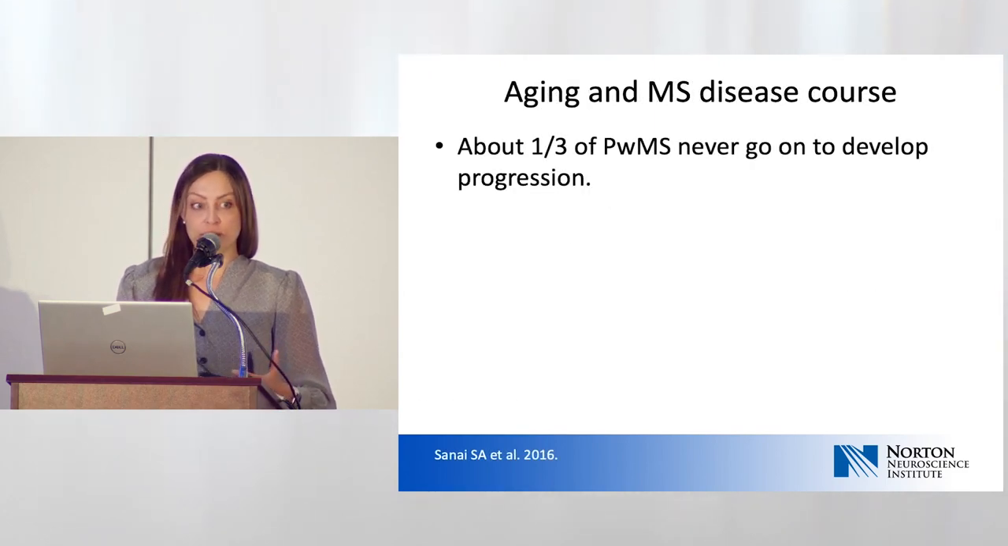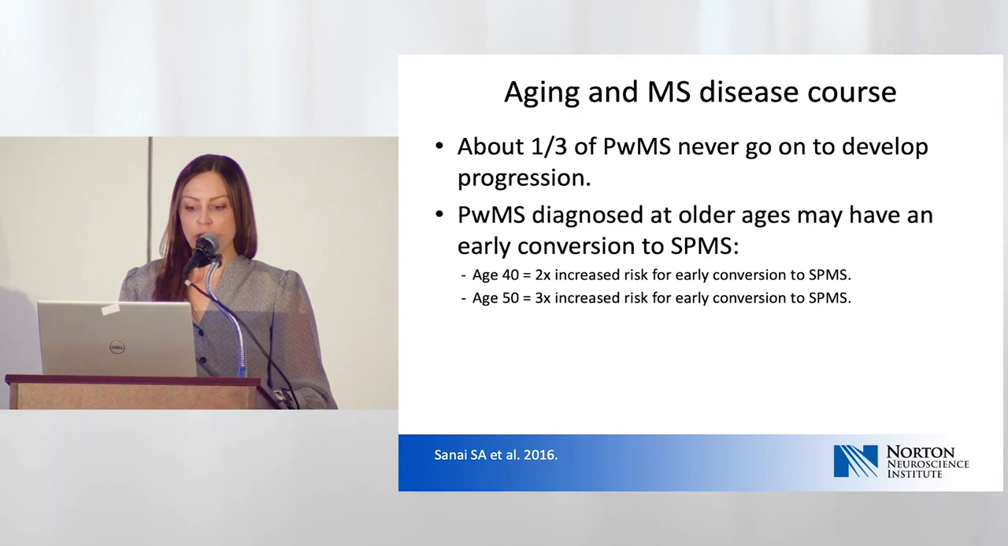In terms of the disease course in general, we know that about a third of people never go on to develop secondary progressive MS. So about a third of people who have a relapsing course stay in that relapsing course. We also know that people who are diagnosed later tend to convert to secondary progressive MS sooner, if it's going to happen.